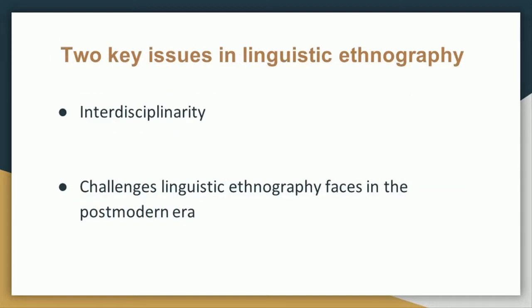There are two key issues in linguistic ethnography. The first relates to the interdisciplinarity of linguistic ethnography. The second key issue is linguistic ethnography's social constructivist and postmodernist orientation, and the challenge this presents for a methodology traditionally predicated on local and situated action.